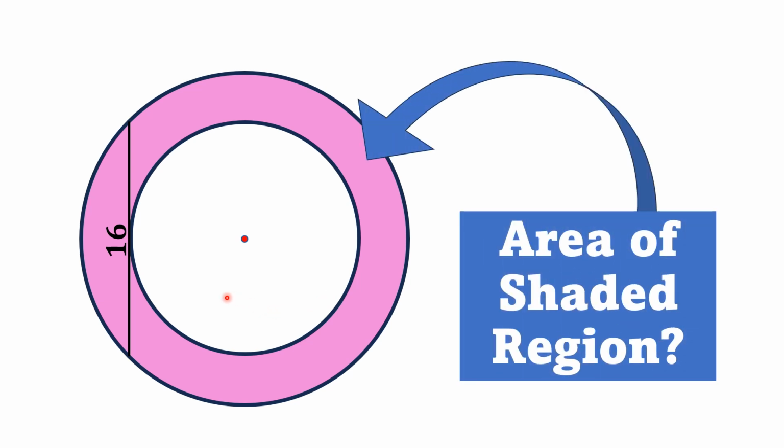Hello everyone, in this video given are two concentric circles with different radii. A line is drawn which is tangent to the circle having smaller radius and is a chord to the circle having greater radius. If the length of this line segment is 16 units, then by this limited data we have to find the area of this shaded region.